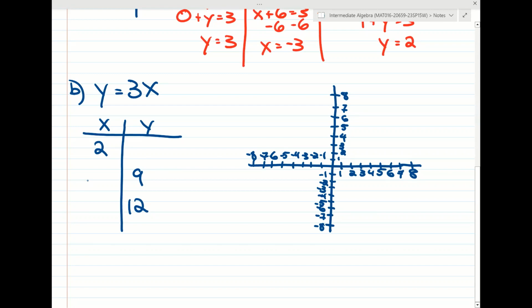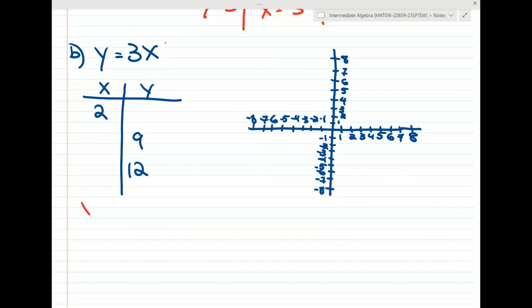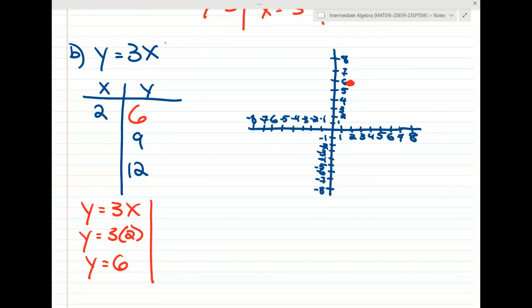All right, so just like we did before, I'm going to set it up. If y is equal to 3x and x is 2, 3 times 2 is 6. I'm going to put a point at 2, 6. The next one, when y is 9, y is equal to 3x, so if y is 9 and we divide by 3, we get x is 3. I'm going to put a point at 3, 9, somewhere over here.